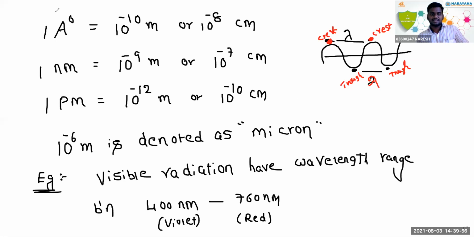Next, conversions. 1 angstrom is equal to 10 to the power minus 10 meters or 10 to the power minus 8 centimeters. 1 nanometer is equal to 10 to the power minus 9 meters or 10 to the power minus 7 centimeters. 1 picometer is equal to 10 to the power minus 12 meters or 10 to the power minus 10 centimeters. And 10 to the power minus 6 meters is a micron. Then the violet and red radiation in the visible range, 400 nanometers to 760 nanometers.